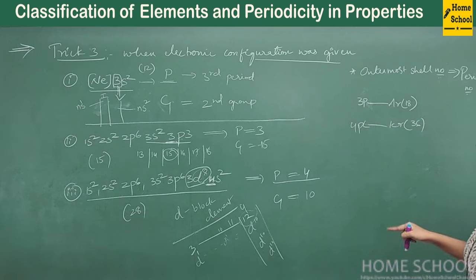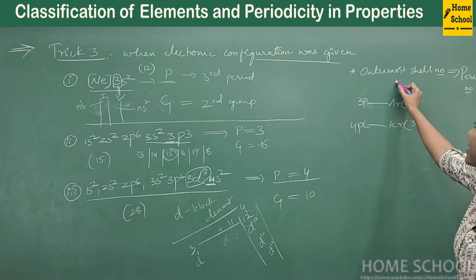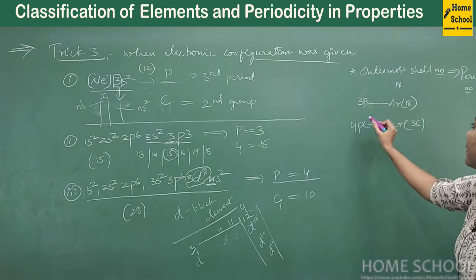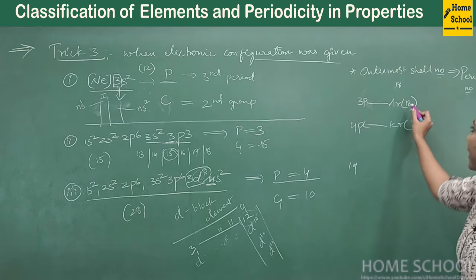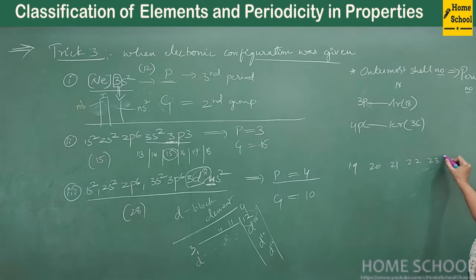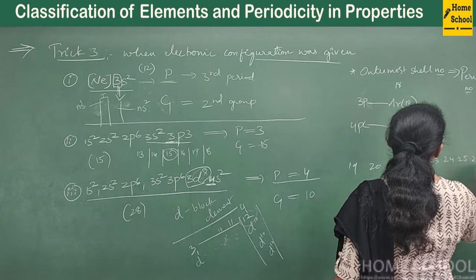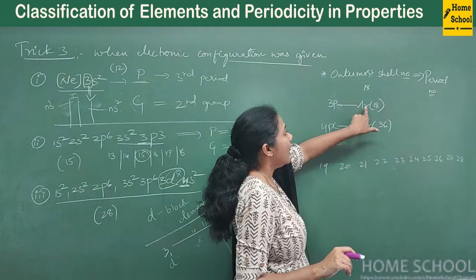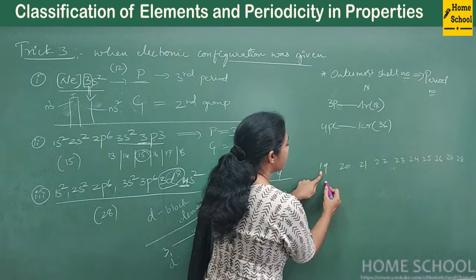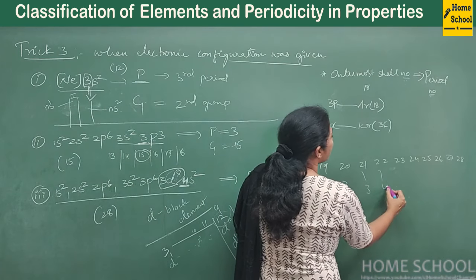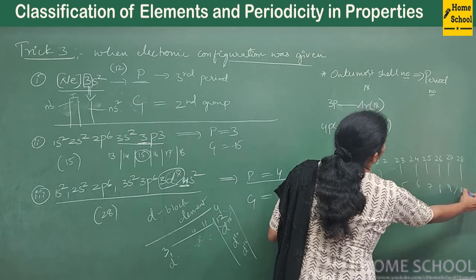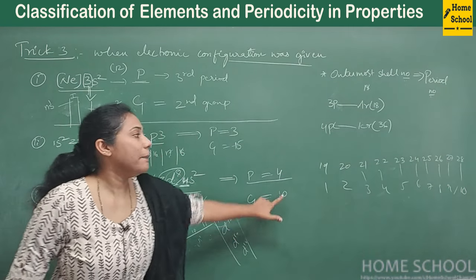Group number, how do you decide? Argon is the 18th group, argon 18, right? So after 18, you write 19, 20, 21, 22, 23, 24, 25, 26, 27, 28. Atomic number 18 ended with the 18th group. That means 19 comes in the first group, second group, third group, fourth group, fifth group, sixth group, seventh group, eighth group, ninth group, 10th group. So the 28th element will come in the 10th group.